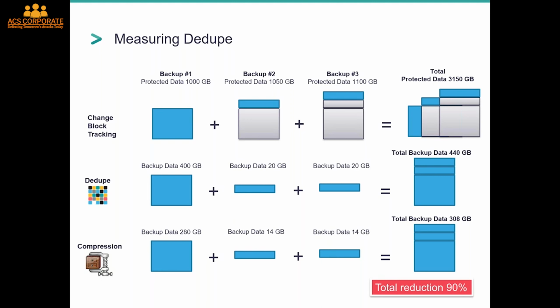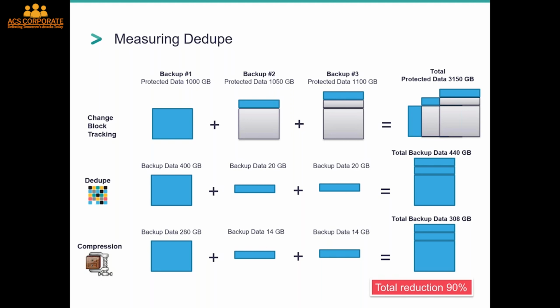Now, when you start to introduce dedupe to that process, you'll notice that the first backup is reduced from 1 terabyte down to 400 gigabytes because we're deduping the blocks, and any duplicate block is taken out, and we're creating those hash keys that are going into the hash database and they're being indexed. So we get a significant data reduction straight away.